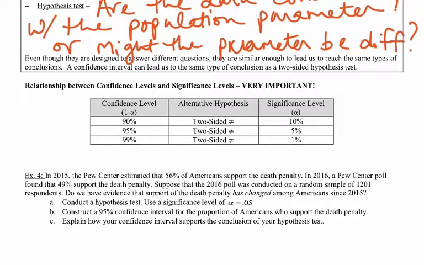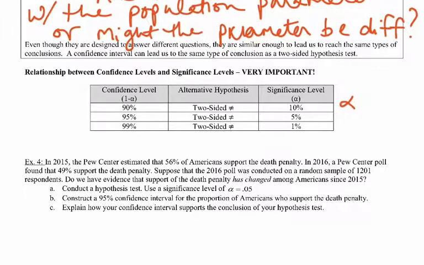If I have a 90% confidence interval, for example, that would coincide with a two-sided hypothesis test with a significance level. Remember, your significance level is alpha. So that would mean your significance level for your hypothesis test would be 10%. A 95% confidence interval would correspond with a 5% significance level for a two-sided test. And a 99% confidence interval would correspond with a 1% two-sided hypothesis test.